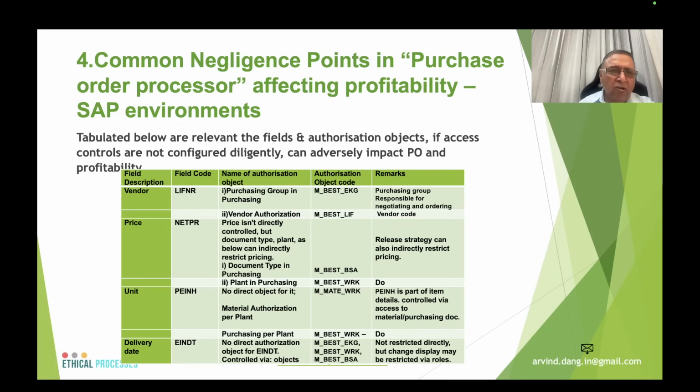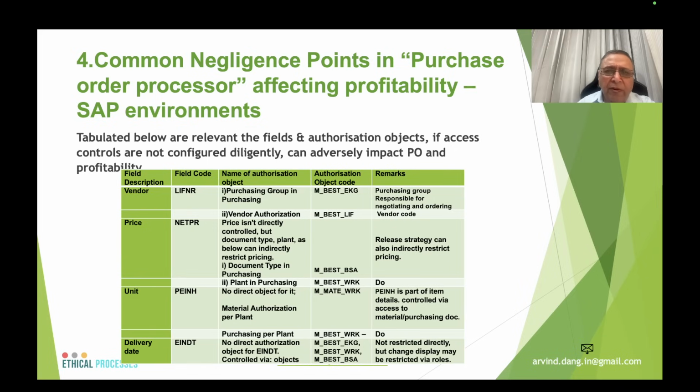In SAP, it is called LIFNR, and the authorization objects attached to this are, number one, purchase group in purchasing, and number two, vendor authorization. So there are two different authorization objects. There can be many more, but I am focusing on these right now. And in the next column, number four, I've given the authorization object code for both. This is relevant for purchasing group responsibility for negotiating the ordering.